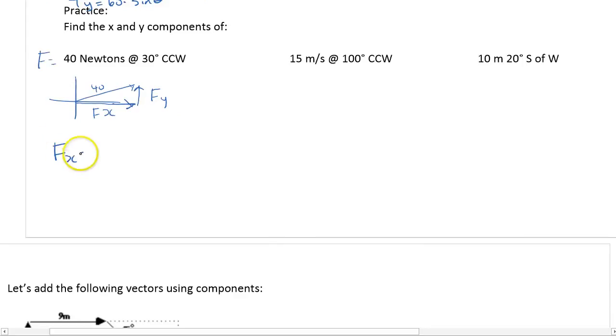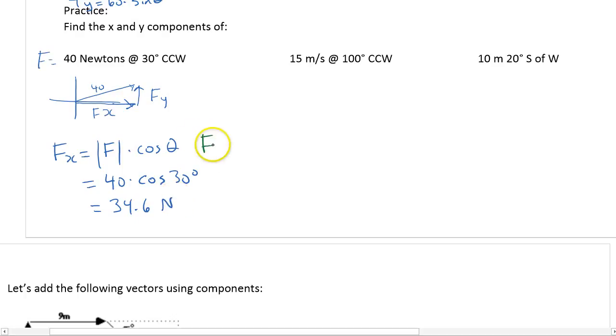Fx is going to be equal to the value of f, so the magnitude of f, multiplied by the cos of the angle. The magnitude of f is 40 multiplied by the cos of 30 degrees. 40 times the cos of 30 degrees is 34.6 newtons. I'll check my units out. It's got to be a habit to think about your units at the very end.